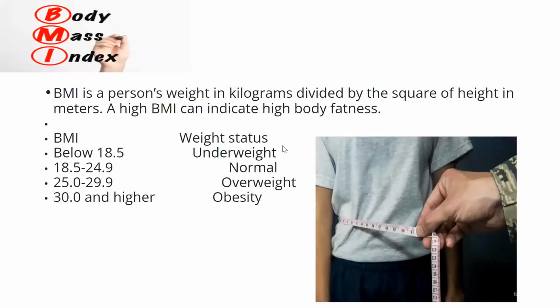It's really just that simple. BMI means body mass index, and a BMI is a person's weight in kilograms divided by the square of their height in meters. A high BMI can indicate high body fatness. Your BMI is your weight status. If you're below 18.5, you're considered underweight. From 18.5 to 24.9, your weight is considered normal. From 25.0 to 29.9 is considered overweight. And 30.0 or higher puts you in the bracket of obesity.